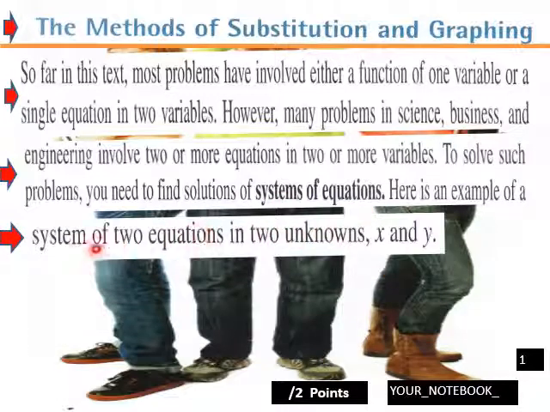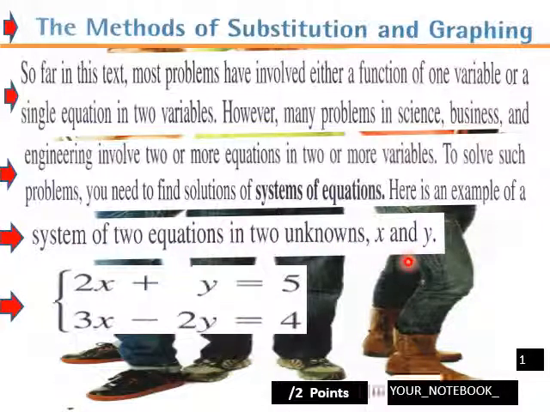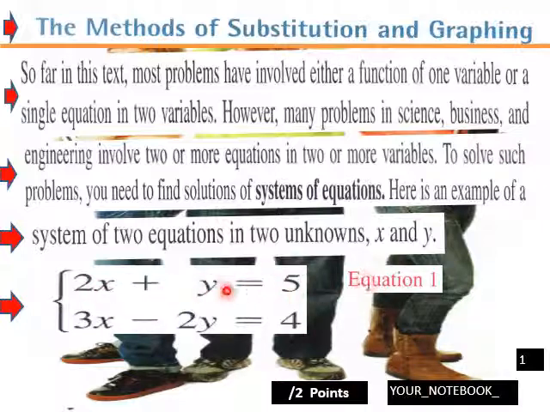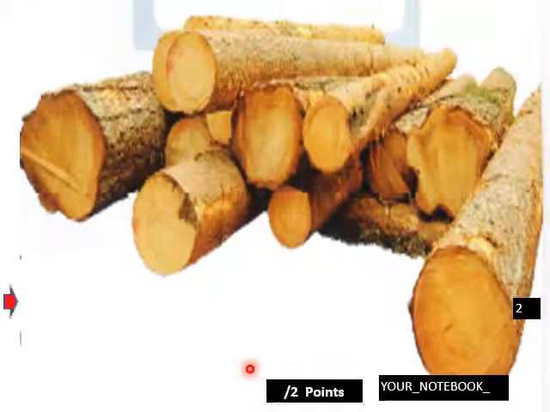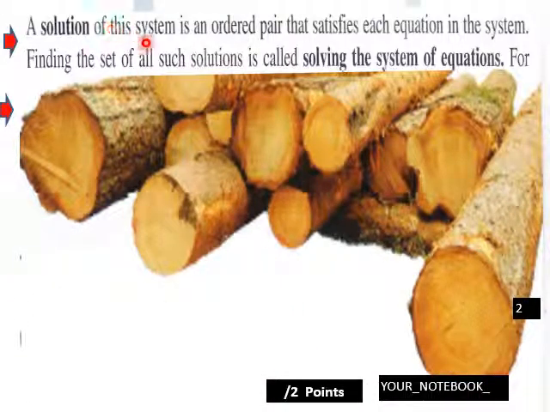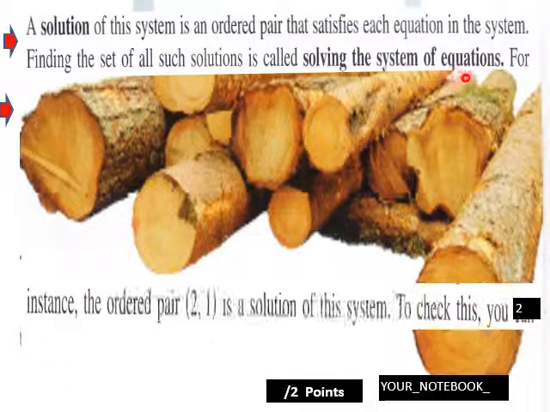Here is an example of a system of two equations and two unknowns, x and y. So here we have 2x plus y equals 5. This would be called equation 1, and then 3x minus 2y equals 4 would be called equation 2. A solution of this system is an ordered pair that satisfies each equation in the system. Finding the set of all such solutions is called solving the system of equations.